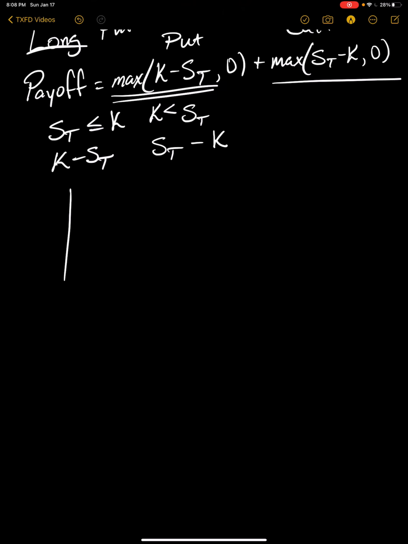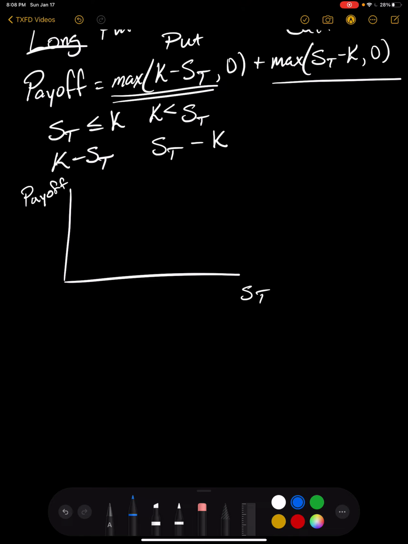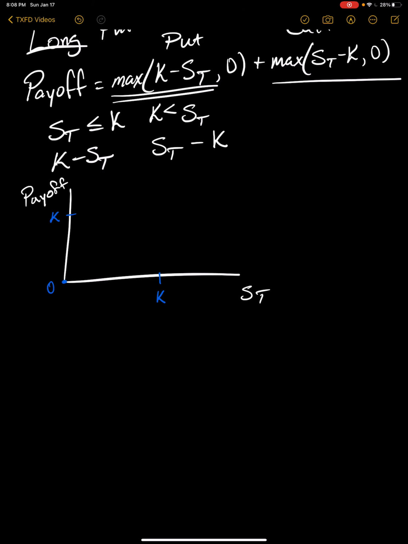Here's our axis for payoff. Here's the stock price axis. Here's payoff. And we're going to mark K here. And so our minimum payoff is here at 0. Our maximal payoff is going to be up here at K. And let's, as always, draw our payoff function in green.